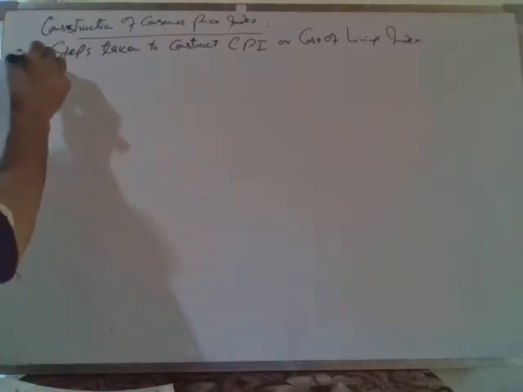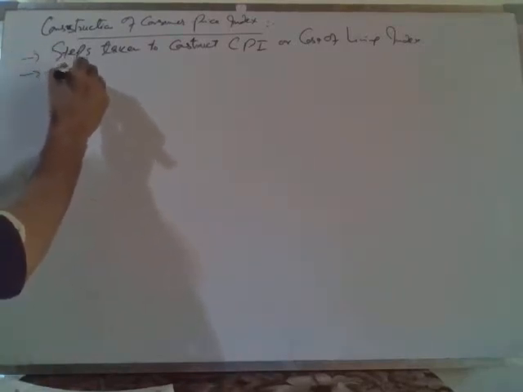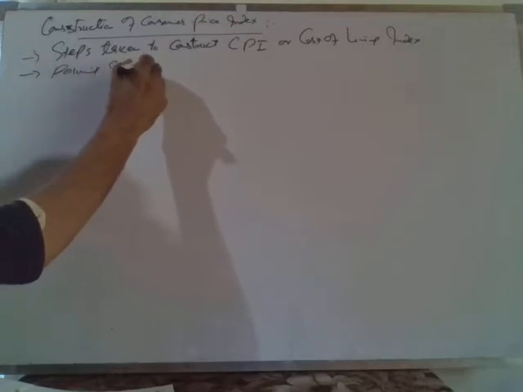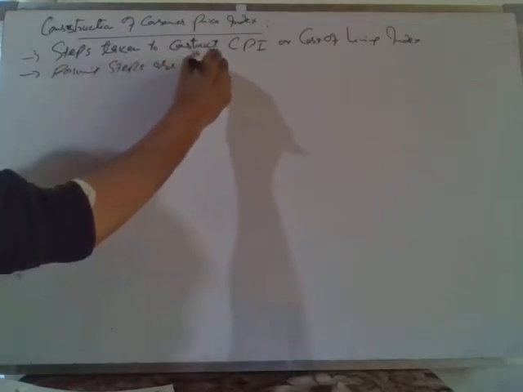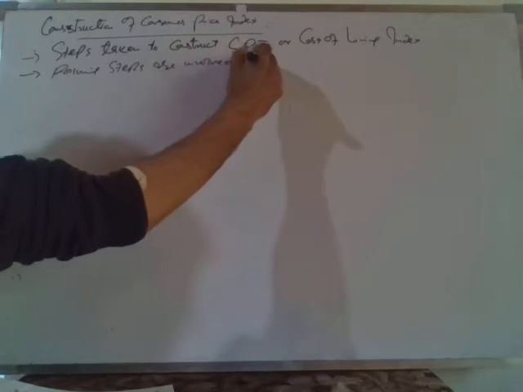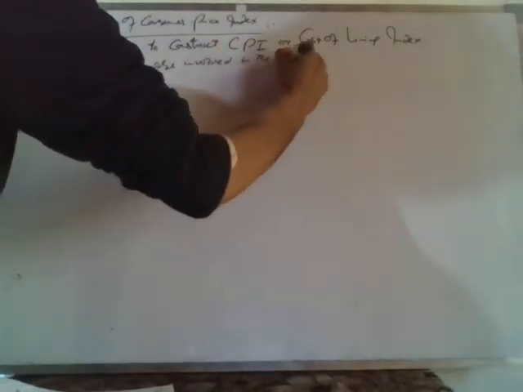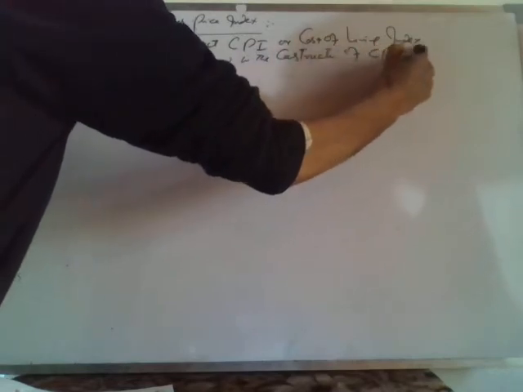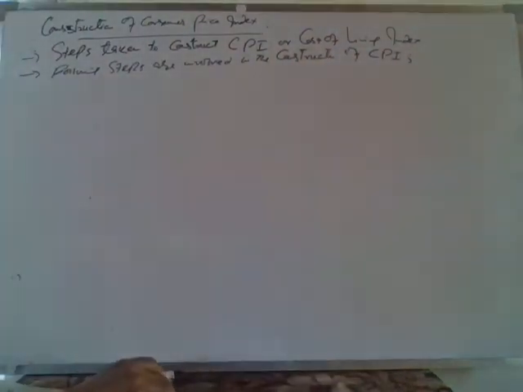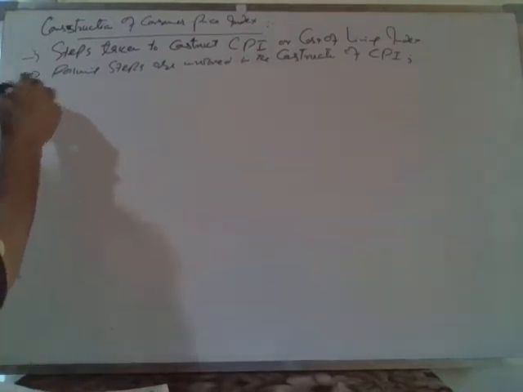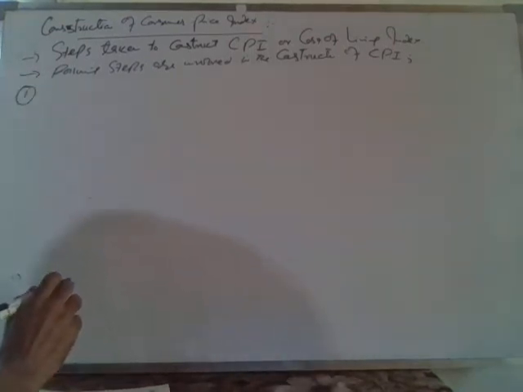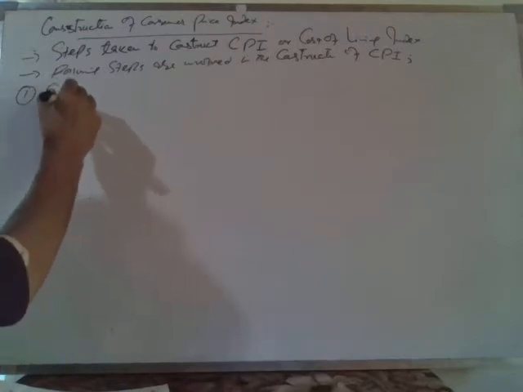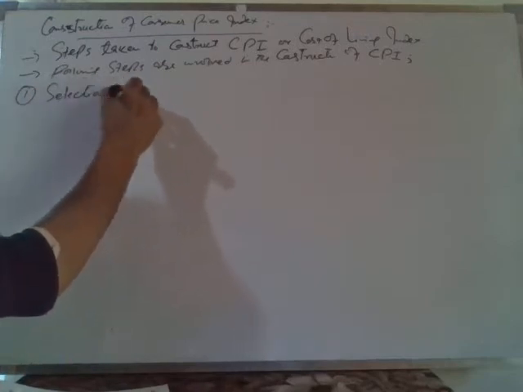Following steps are to be taken, or involved, in the construction of consumer price index. Number first step is selection of consumer class. Very important step. Selection of consumer class.